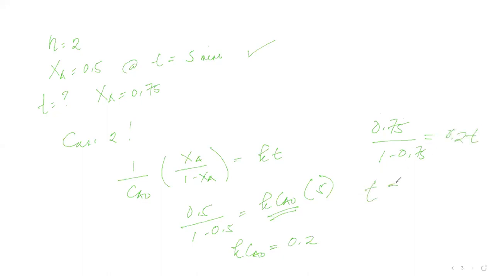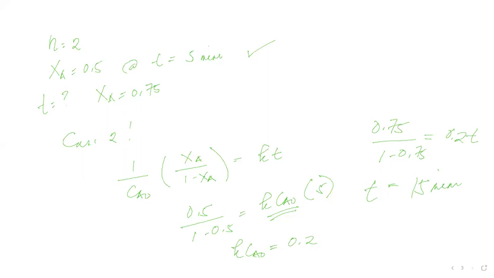So now you have the time for 75% conversion on a second order reaction. So it's 0.75 divided by 0.25, divided by 0.2. So your answer is 15 minutes. So it will take a lot longer for a second order reaction to reach 75% conversion, because in a first order reaction, it's only 10 minutes. But if it's a second order reaction, that would be 15 minutes. Do you get it? Questions?